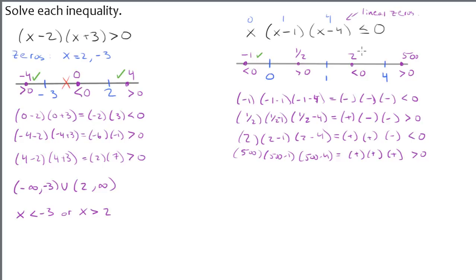Less than 0 is good. Between 1 and 4 is good. Those are solutions. Between 0 and 1 is not, and greater than 4 is not. So let's go ahead and write up our solution.